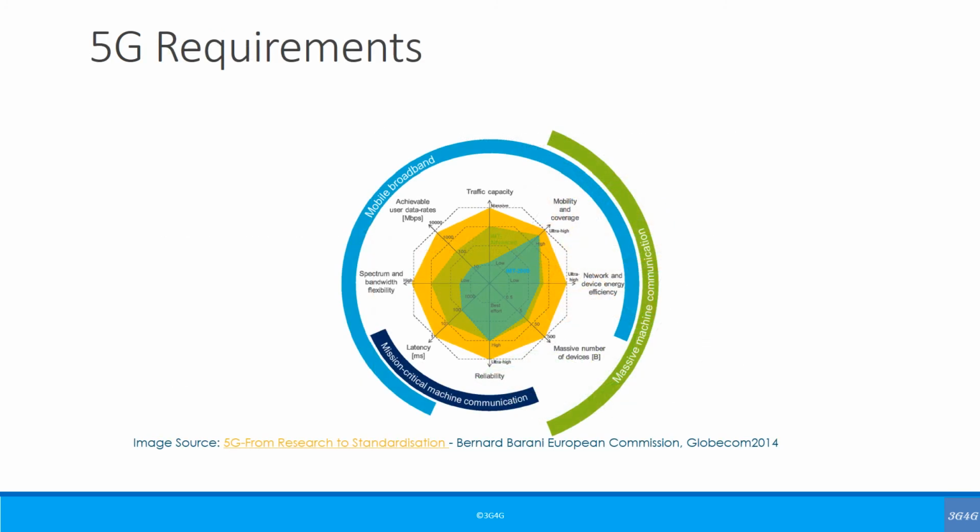So you can summarize 5G into three main requirements. First is mobile broadband. So you want to have higher data rates, so you have to optimize the network for data rate.